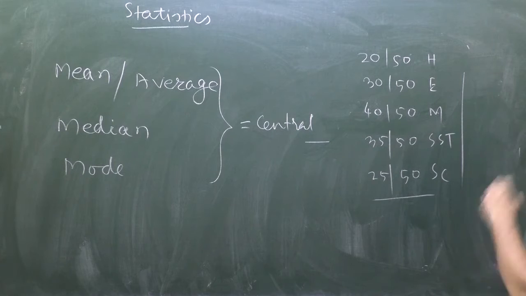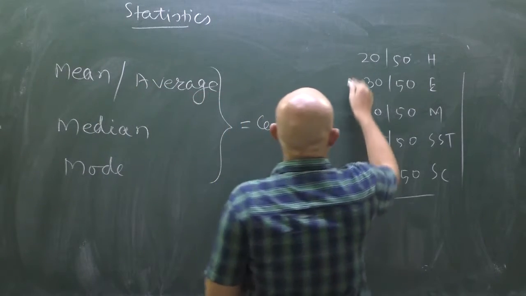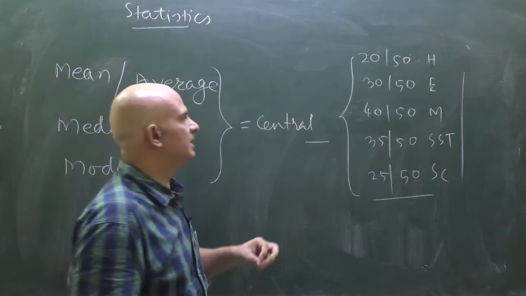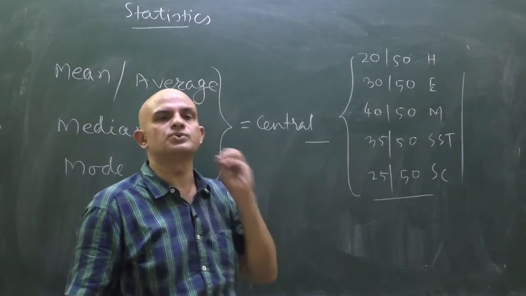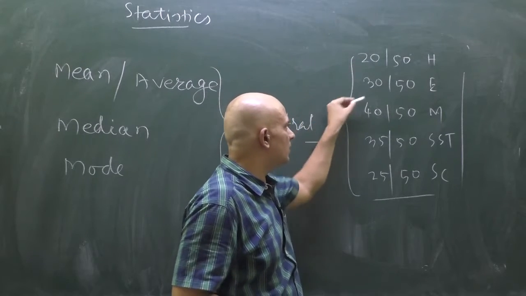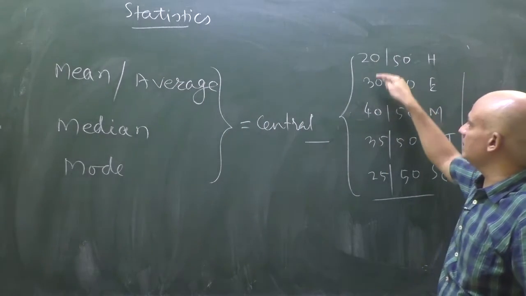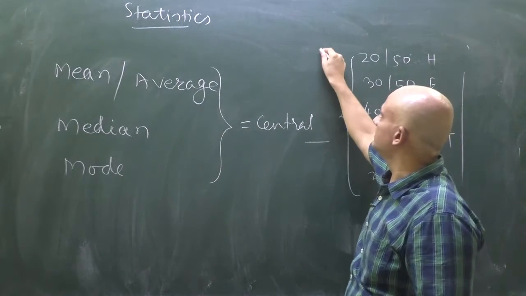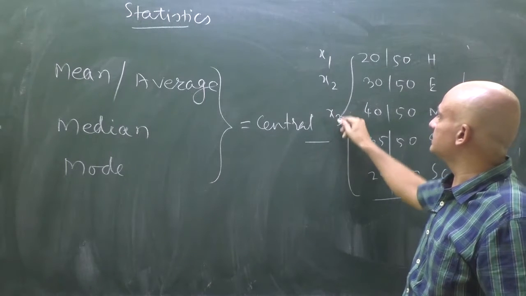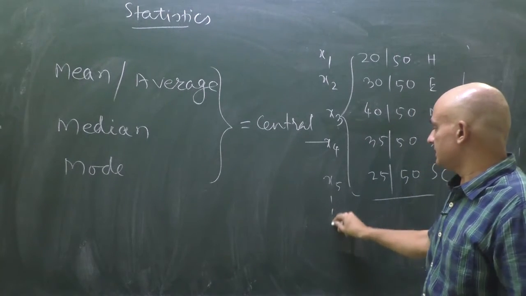I know that you would not like to score so few marks, you wish to score more marks, but when someone asked you what is your result, what do you say? You add all these and divide the sum by 5, because the total number of observations here is 5. So let's say this is the first value and represent it by x1, the second value by x2, third by x3, fourth by x4, fifth by x5, and if we have more values, then xn.